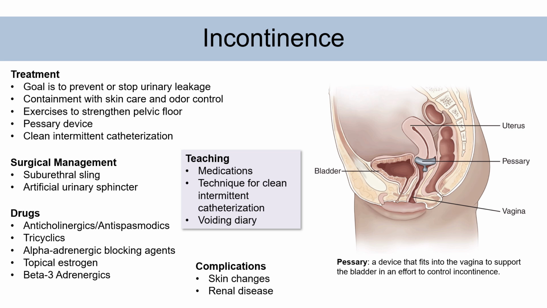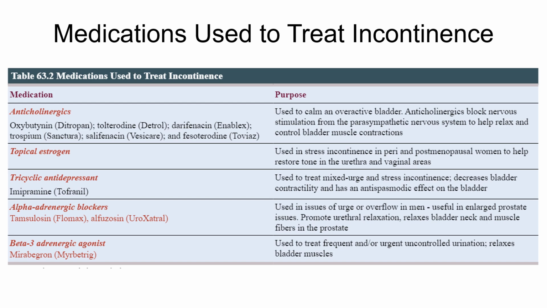When it comes to teaching for medications, we want to make sure the patient knows why they're taking them and the possible side effects. Technique for clean intermittent catheterization. The patient may require self-catheterization. If their bladder is not able to empty on its own, then they may need to be taught to do that themselves. So we just want to make sure that they have their supplies and adequate teaching to make sure that they can actually do this at home. And then we talked about avoiding diarrhea. Okay, so we just talked about these medications. You can kind of read through them.